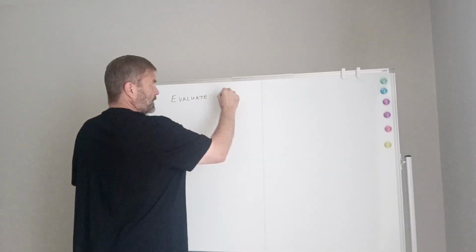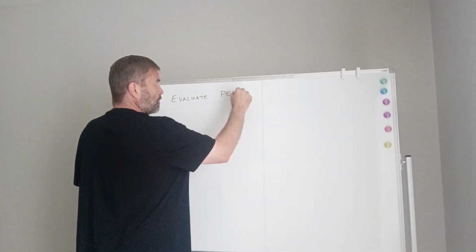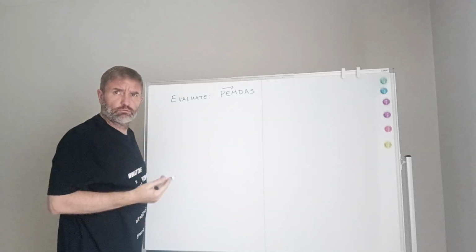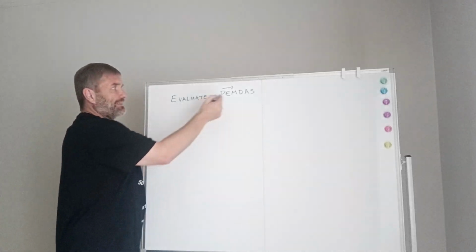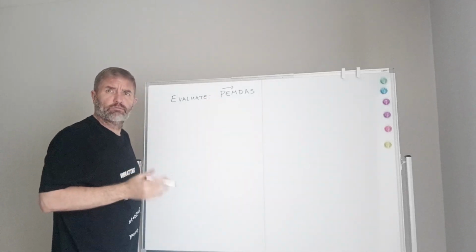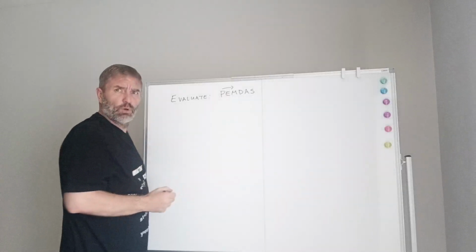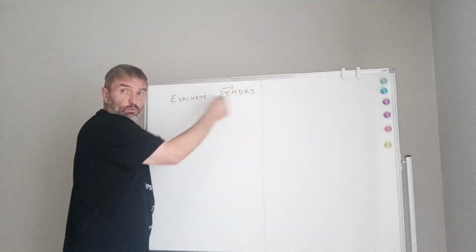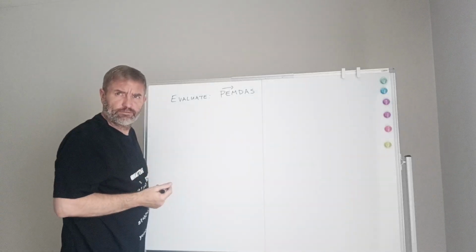Okay? And what you're going to do is you're going to follow forward PEMDAS. Okay, you're going to do your parentheses or grouping symbols first, whatever's inside. Then you're going to do your exponents. A lot of your functions count as exponents. Multiplication, then division. Multiplication, division, left to right. Addition, subtraction, left to right.